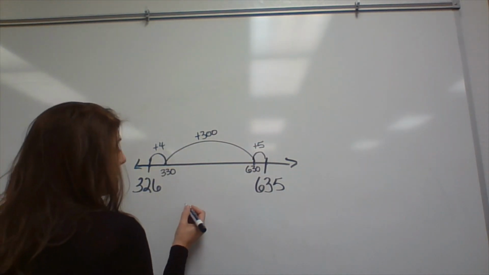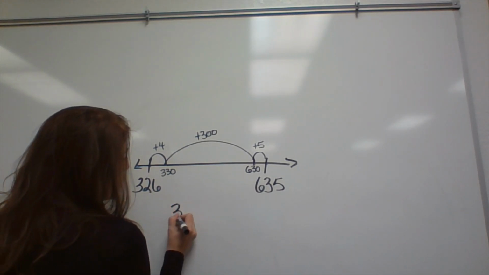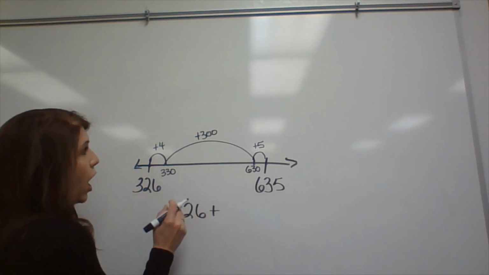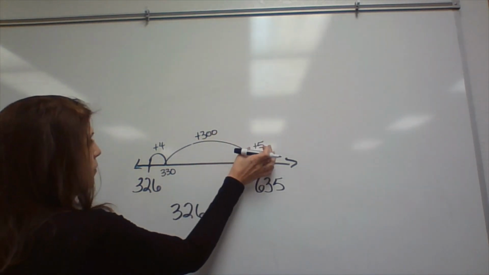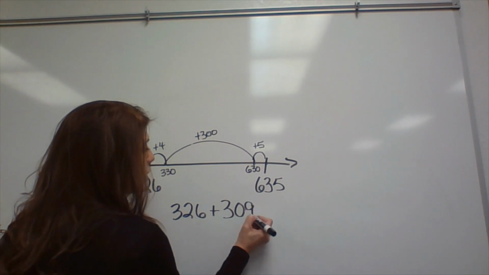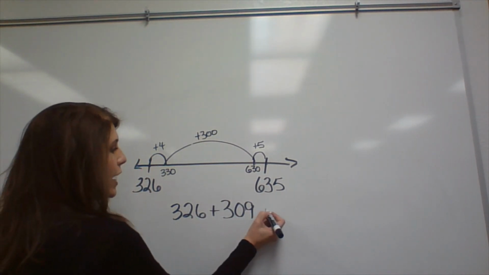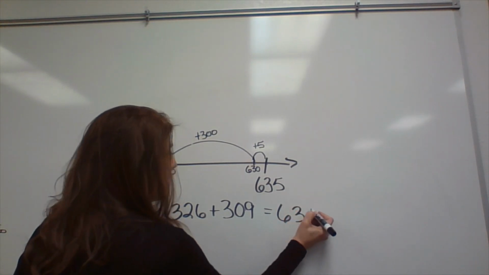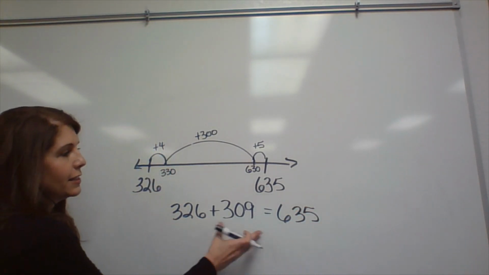So if I write this as an equation, I would start off with my first addend, which is where I started on my number line, plus whatever I hopped. I hopped 300, and a 5 and a 4. So that's 309 because that's a total of 9, right? And so that equals my total of 635.